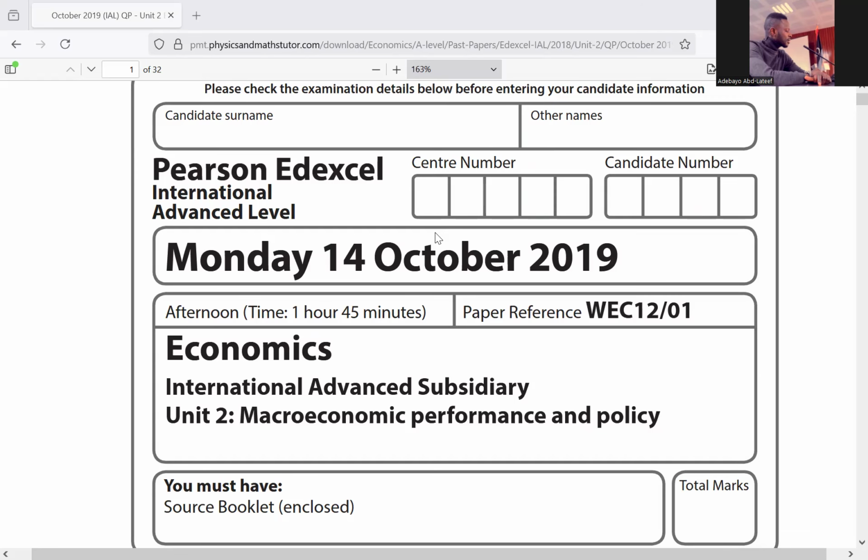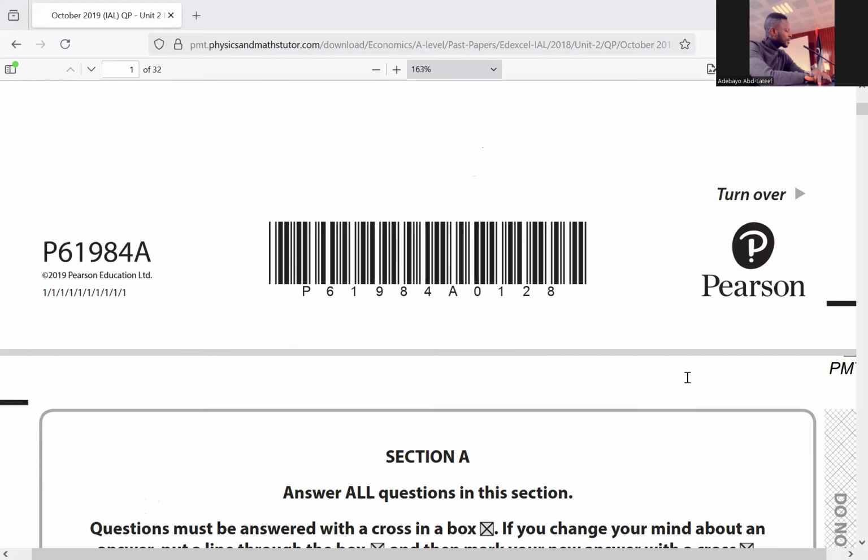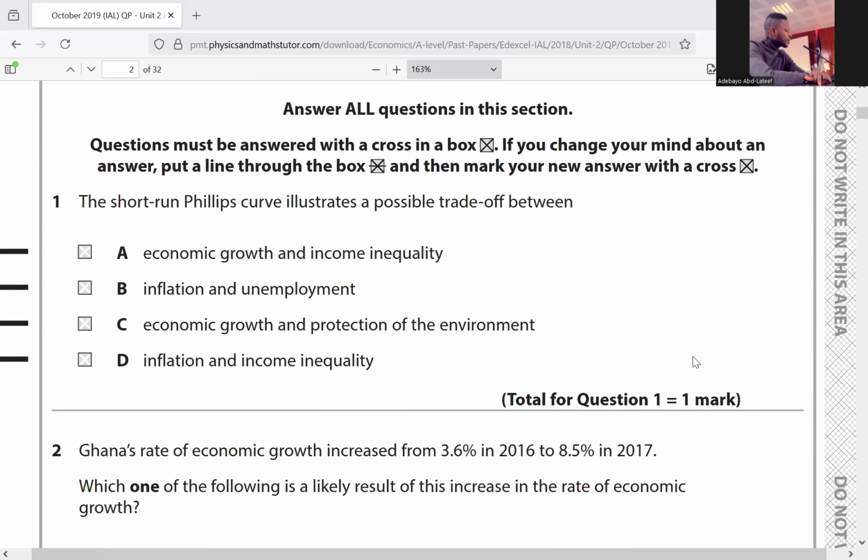Welcome to Economics AS Paper 2, October 2019. The first question said, the short-run Phillips curve illustrates a possible trade-off between what?